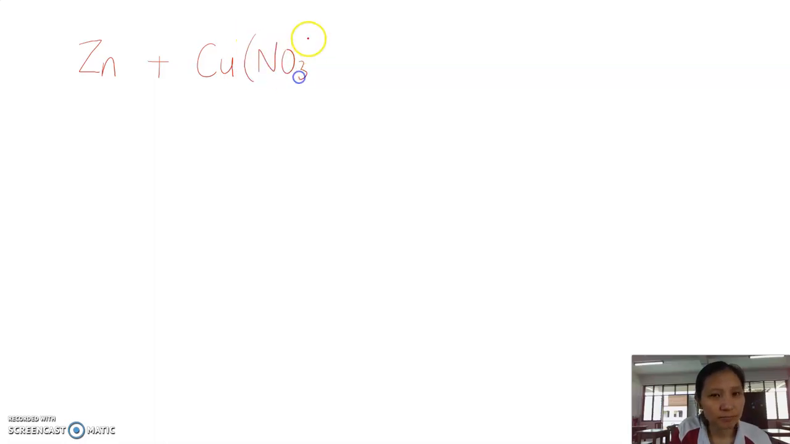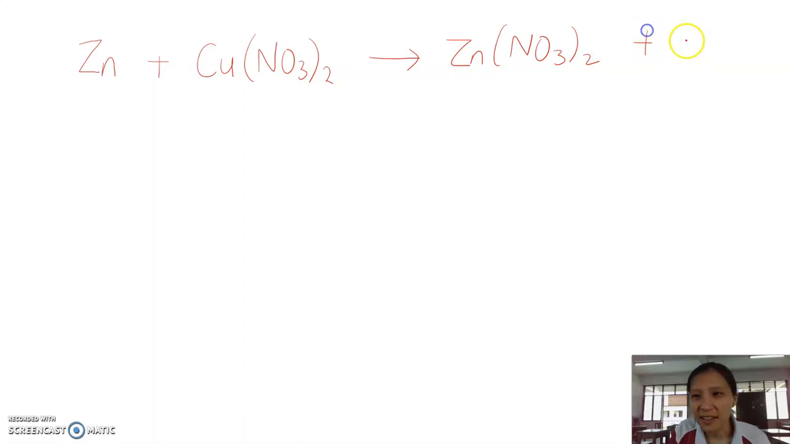Okay girls, here is another example on how to write half equations. Let's say you are given this equation: zinc reacts with copper 2 nitrate to give you zinc nitrate and copper. Let's see how we can write the half equation now.